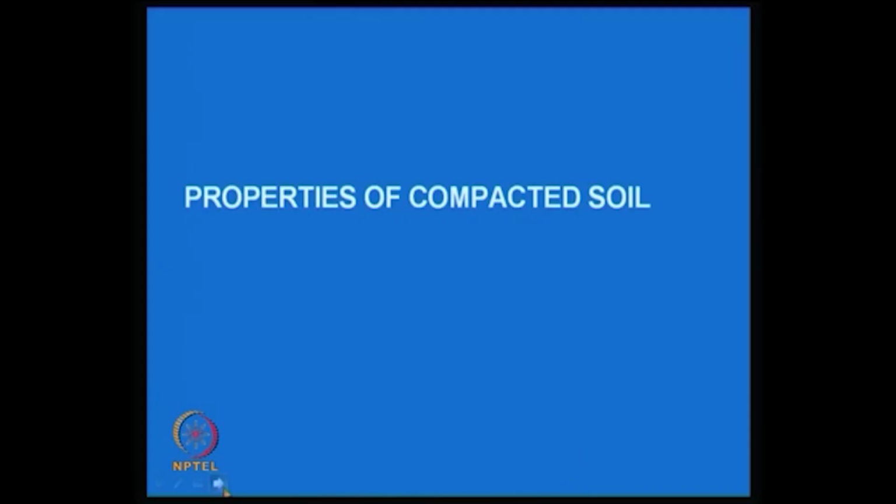Before we proceed further, we must understand the properties of compacted soils. What it means is: what are the properties of the soils that we have to see, and how do you really see the effect of compaction. As I just mentioned, we are looking at the increase in shear strength, reduction in compressibility, reduction in permeability. So, people have been trying to look at this, because unless you understand the compacted soil behavior, we cannot comment on the improvement.